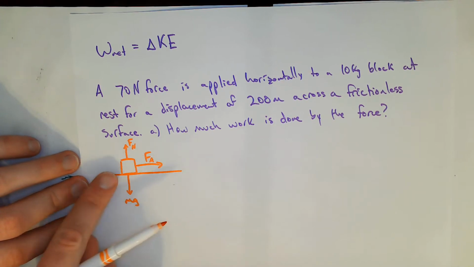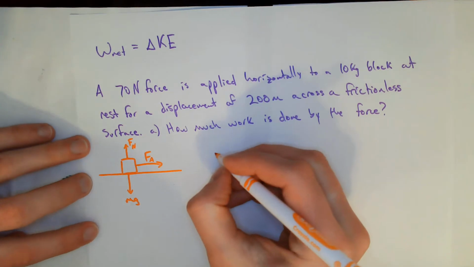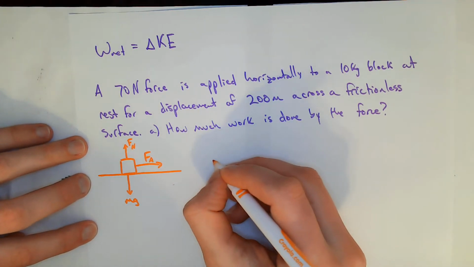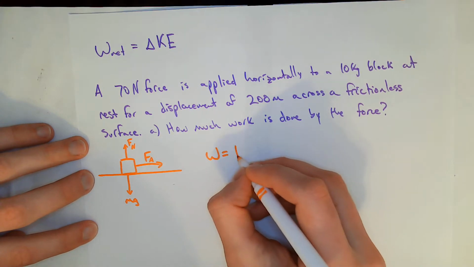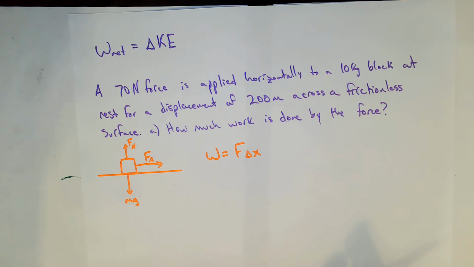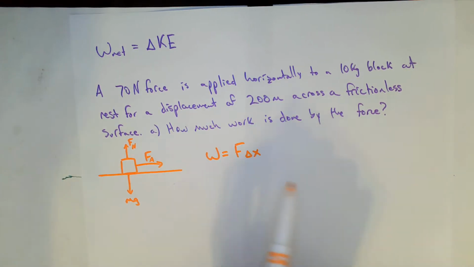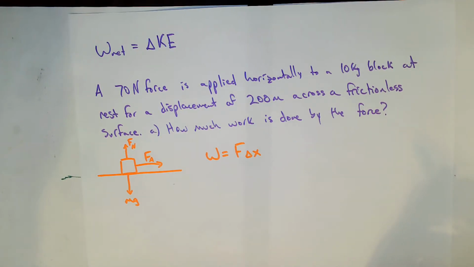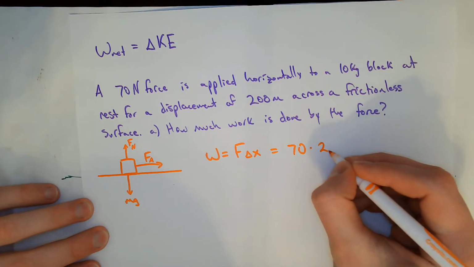Since the force is pushing the block and they're moving, the force is in the same direction as the displacement, so I can just use that work is equal to F times delta X to get the overall work. I'm not introducing this idea yet. I'm going back to the definition of work. Then that's going to give me 70 times 200.